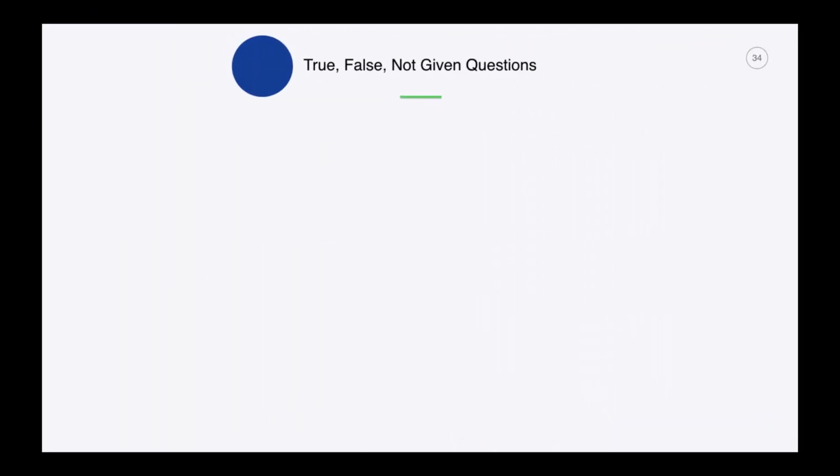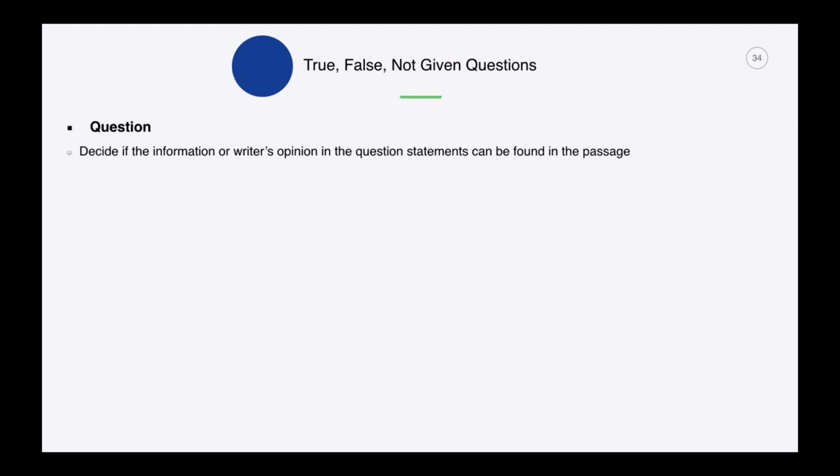The third type of questions are true-false, not given questions. The question is, decide if the information or writer's opinion in the question statements can be found in the passage: if it's true, false, or not even given. Before we solve this, you need to understand what each of the terms means here. And just to make you feel better, these were the worst questions for me as well when I was practicing. So here's what I found out.